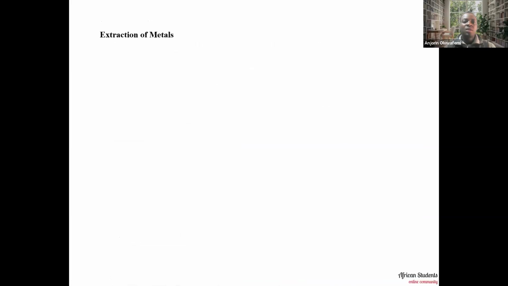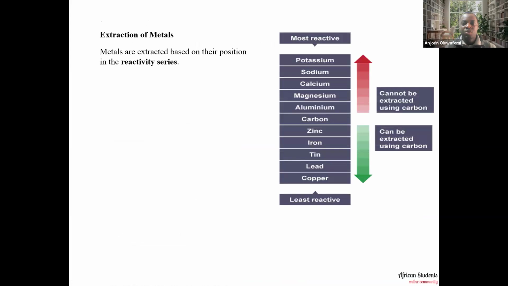Okay, so what are the methods that we use for extraction of metals? Metals are extracted based on their position in the reactivity series. The most reactive start from potassium, sodium, which are very, very reactive, then the least reactive, you're looking at copper, lead, tin, and so on. From aluminum upwards, they cannot be extracted using carbon, but from zinc downward, they can be extracted using carbon.